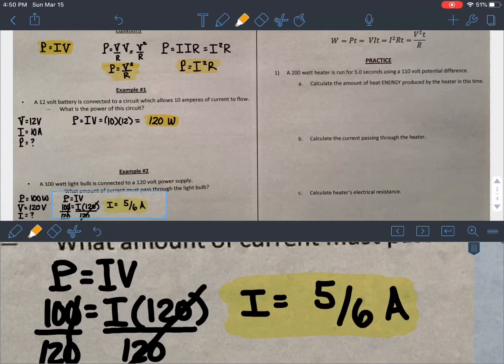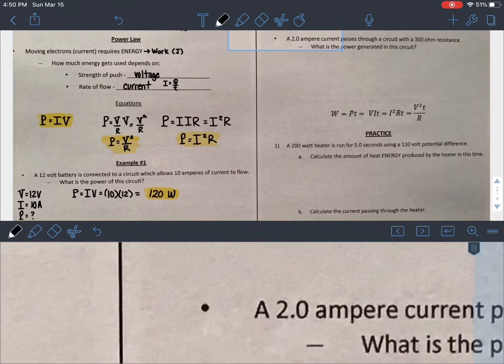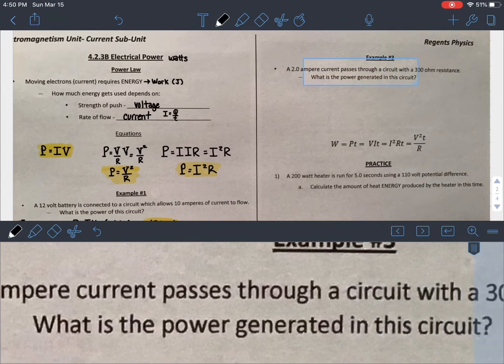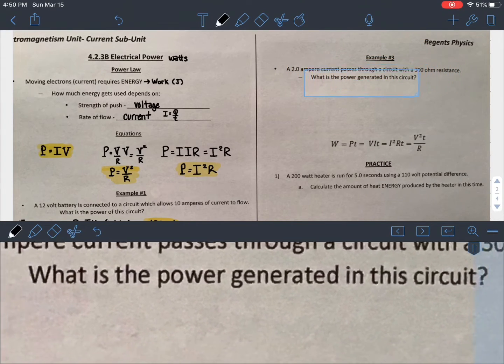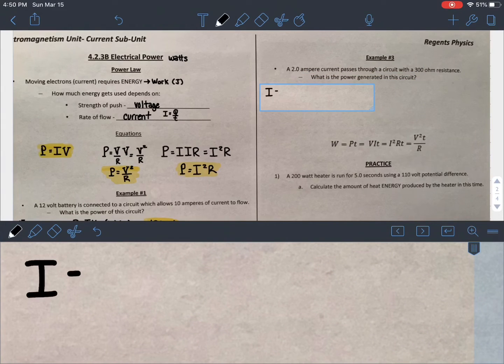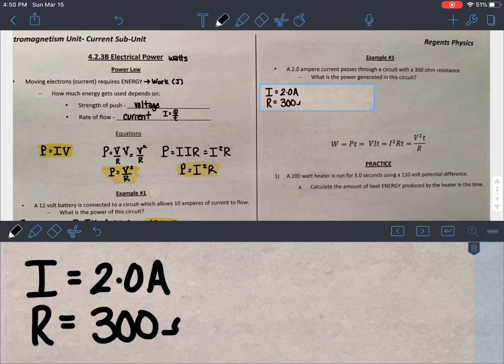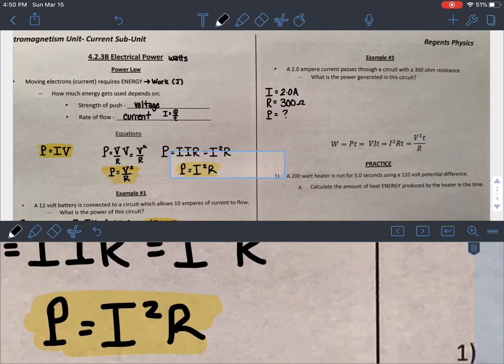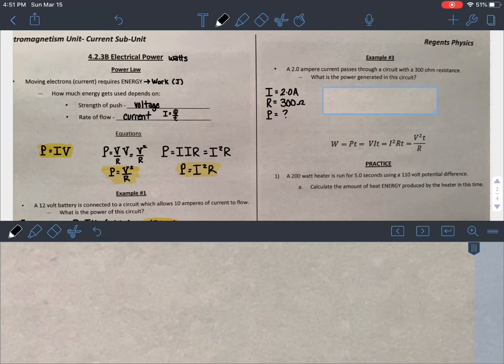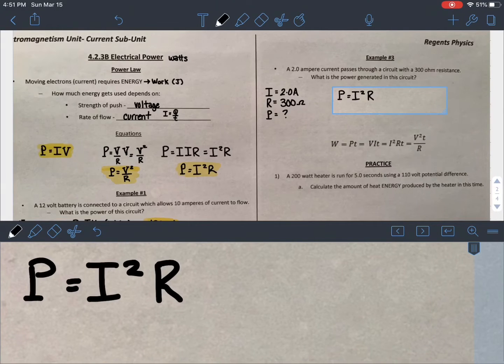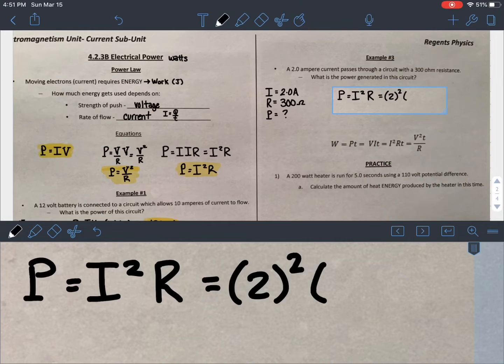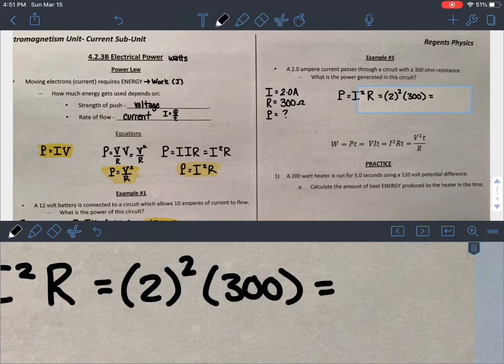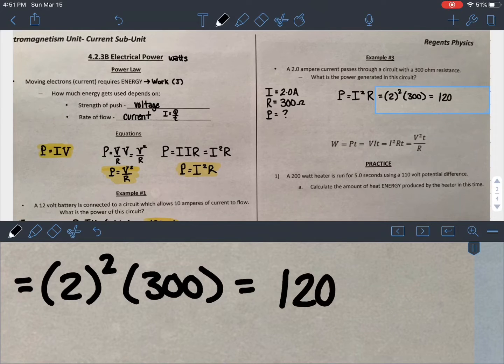Example 3. A 2 ampere current passes through a circuit with a 300 ohm resistance. What is the power generated in this circuit? A 2 ampere current. I see 2 amperes and I say, I equals 2 A. 300 ohms means R equals 300 ohms, and I am looking for power. And so this is showing that it is worth it to have these other equations handy. We're going to go straight to power equals I squared R because those are the two variables that we have, and we can fill them in. That'll make it 2 squared times 300, or 4 times 300, or 1200 watts.